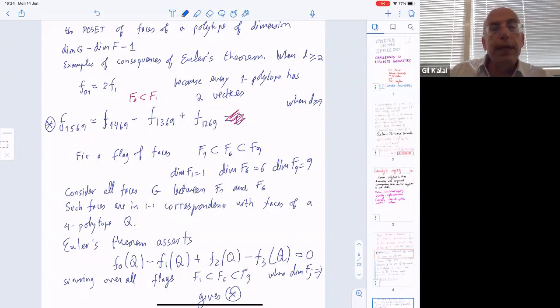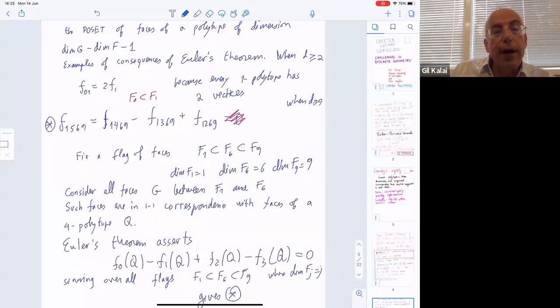And how do we see this? We fix a flag of faces. F1 is a subset of F6, a subset of F9, where the dimension of F1 is 1, the dimension of F6 is 6, and the dimension of F9 is 9. And now we consider all the faces G between F1 and F6.